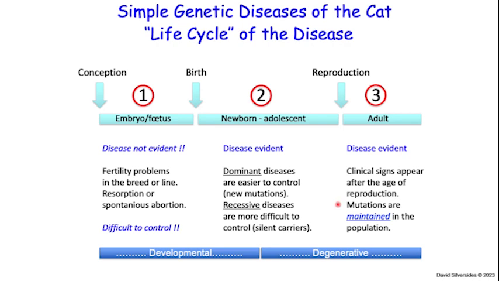Thus, in broad terms, we can consider genetic diseases as being developmental in nature if they affect the development of the organ system in question, or degenerative in nature if the organ system is already in place and the disease presents itself as a degeneration in function.